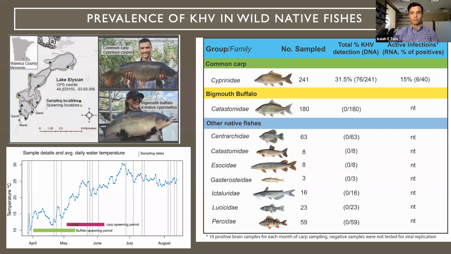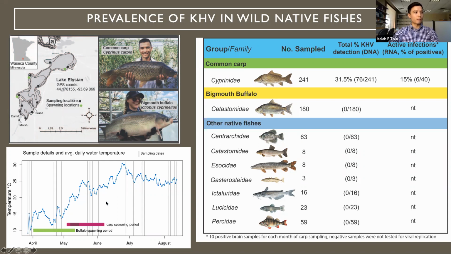So they're a great species to act as a signal for whether there's transmission going on. And then this panel down here on the bottom left is showing the temperature profile of the lake throughout the summer. This green and purple line are showing when we saw buffalo and carp spawning in the lake. So you can see those are overlapping. And these gray lines are showing the times when we sampled.